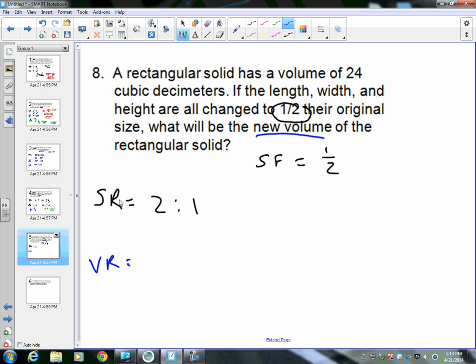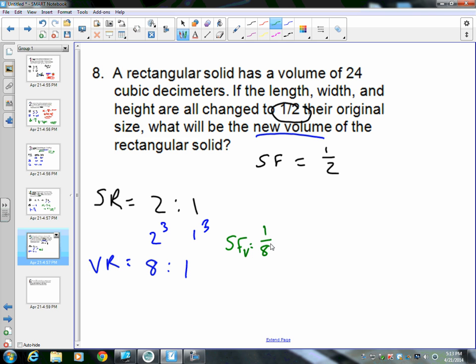How do you go from similarity ratio to volume ratio? You cube each number, so 2 cubed and 1 cubed. 2 cubed, 2 times 2 times 2 is 8. 1 cubed, 1 times 1 times 1 is still 1. So now that we have our volume ratio, again you could set up a proportion, but instead I'm going to use a scale factor. So turning this volume ratio into a scale factor, we get 1 to 8. And this is our scale factor of our volumes.